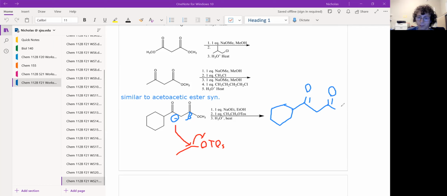And this is after step 1 and step 2. We put an ethyl group on the alpha position. And I won't go into too much detail on it. Again, you can refer to the last worksheet. But remember that when we add H3O plus and heat, the H3O plus part is going to do hydrolysis on the ester. It's going to turn it into a carboxylic acid.